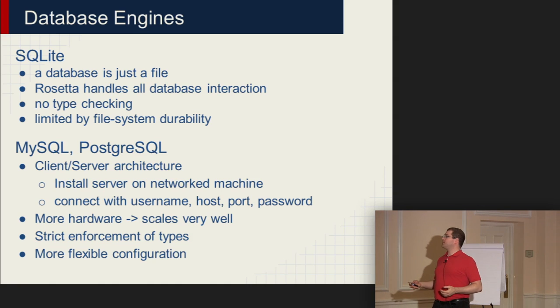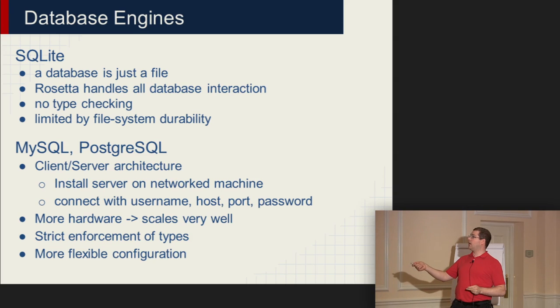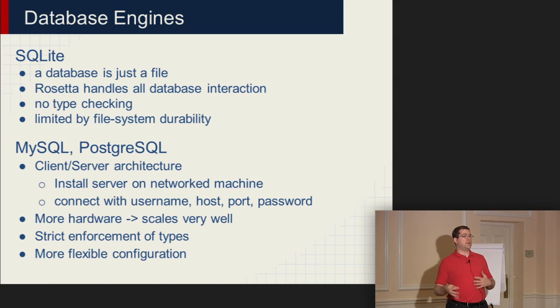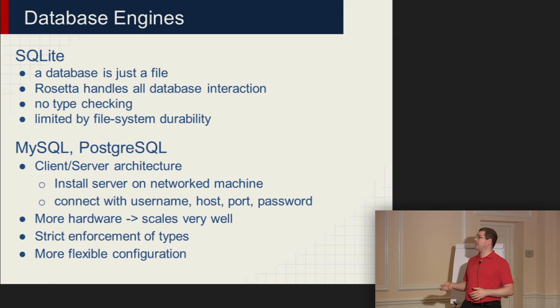So to actually store the information in a relational database, we use a database engine. And there's multiple different options we can potentially use for that. One of the options is SQLite. For SQLite, the database is just a file on your hard drive, and Rosetta handles all database interactions internally. The limitation is that it's a very simple format. There's not as extensive type checking and validation as some of the other relational database engines. And it's also limited by file system durability.